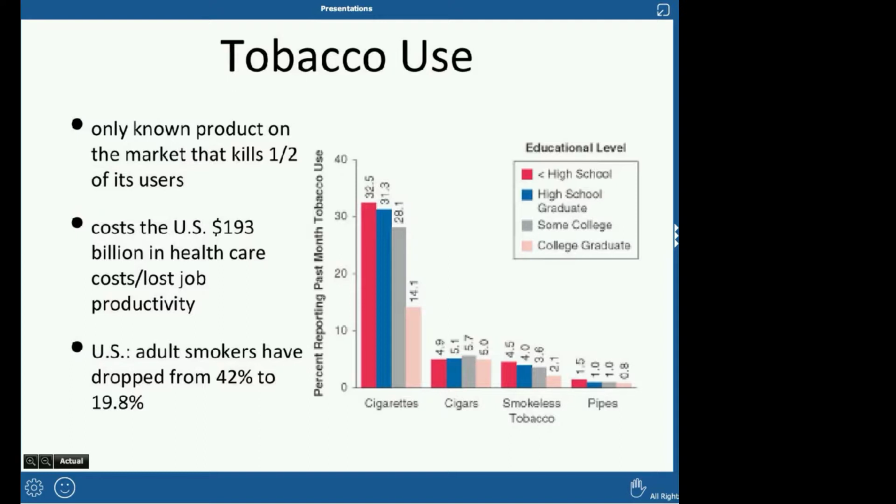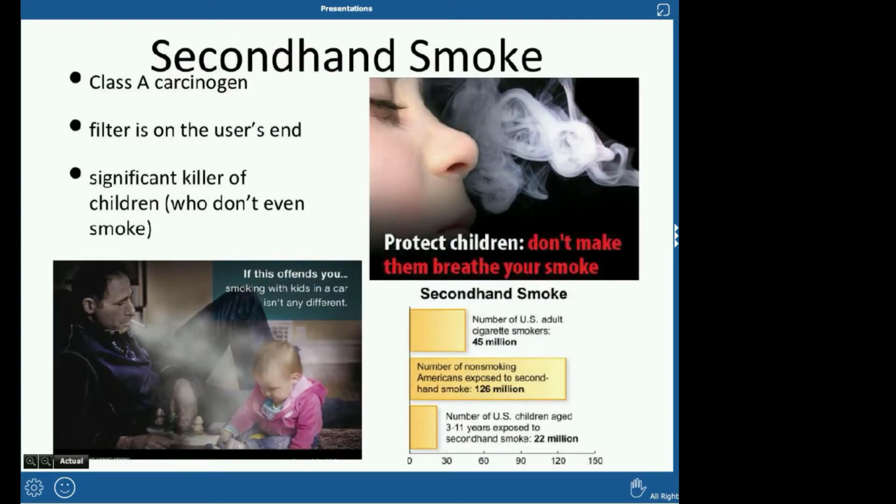It costs the United States $193 billion in healthcare costs and lost job productivity. When my husband and I sign up for health insurance, we have to mark that we are not smokers, because if you are a smoker, they charge you an extra premium because they know you're going to get sick more often and cost more to insure. So that's another thing. And adult smokers, luckily, have dropped from 42% to 19.8%, so less than half. But still, almost 20% of the United States population smokes, and it's going to kill half of them.